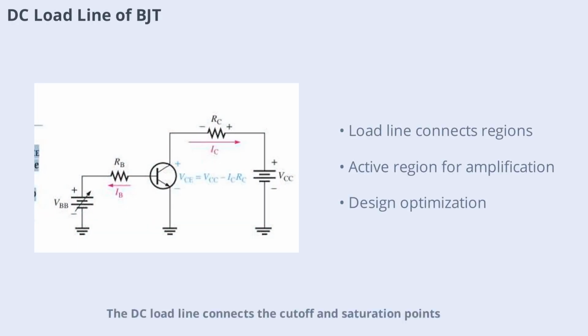The DC load line connects the cutoff and saturation points, illustrating the transistor's operation range. At the bottom, IC is 0 and VCE is maximum, cutoff. At the top, IC is maximum and VCE is minimum, saturation. The active region lies between these points, where amplification occurs. Understanding the load line helps in designing circuits for optimal performance.